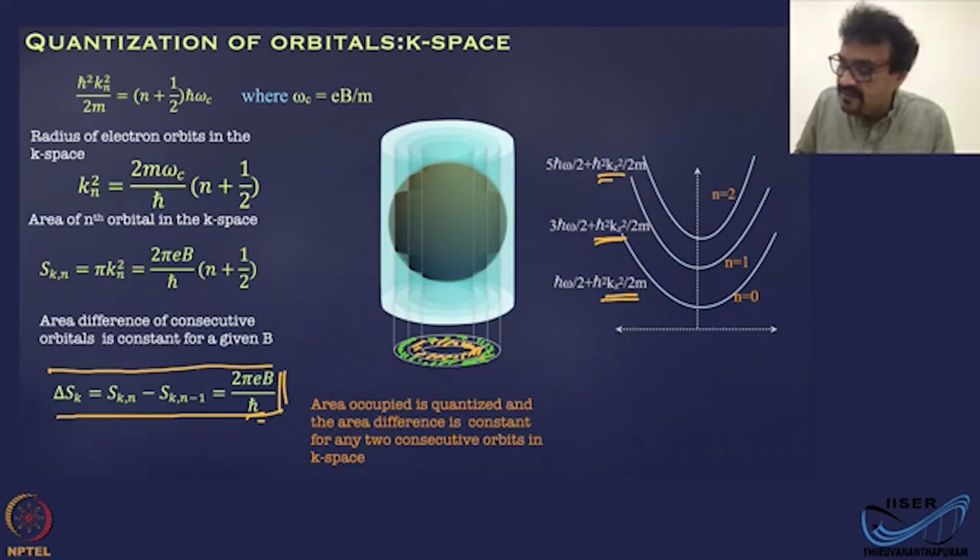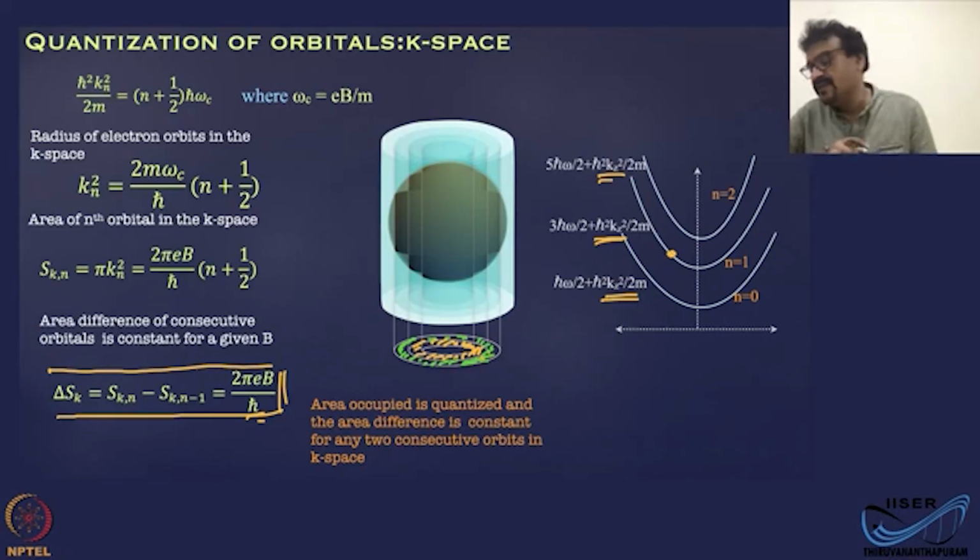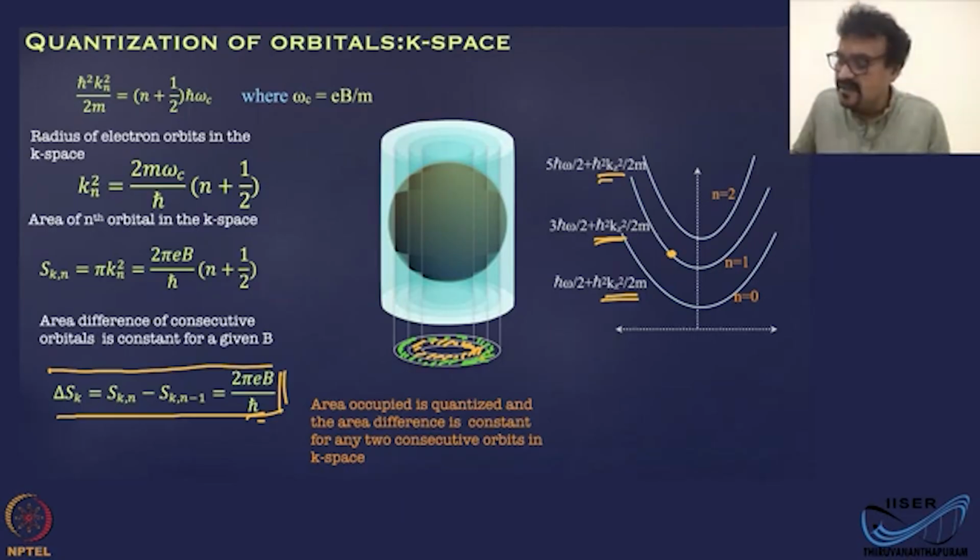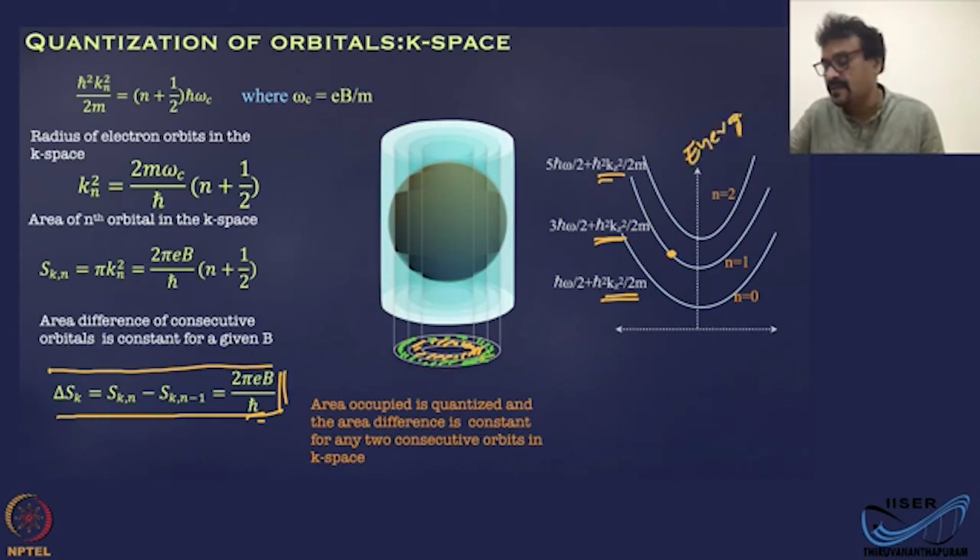That is, if I have an electron which is sitting on this n equal to 1, that is a Landau level. n equal to 0, n equal to 1, 2, these are the Landau levels. Each of these represents different Landau levels, right? Different orbitals. Now the same electron, this vertical axis here is the energy axis. Okay? It's the energy axis.